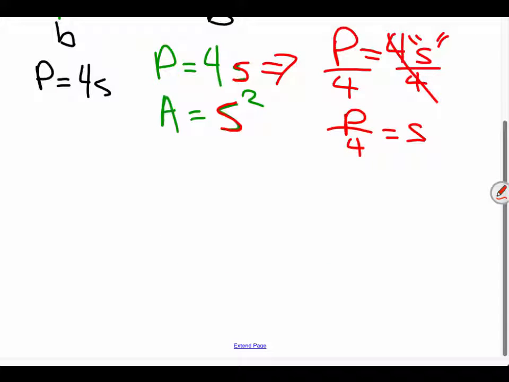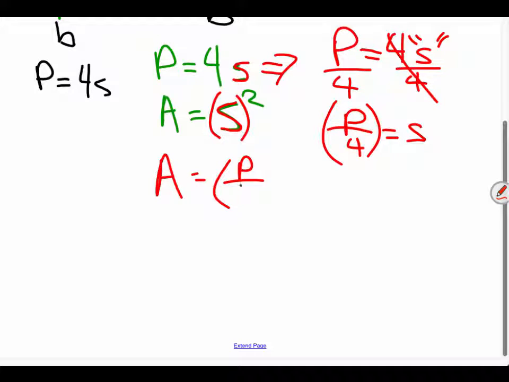Now, if I take this, and I plug it in for this, right? Because we said p over 4 is equal to s, and s is equal to p over 4. So then I could write that the area of a square is actually p over 4 squared. Is that right? Okay, just take a second to process that. I know that's kind of difficult.